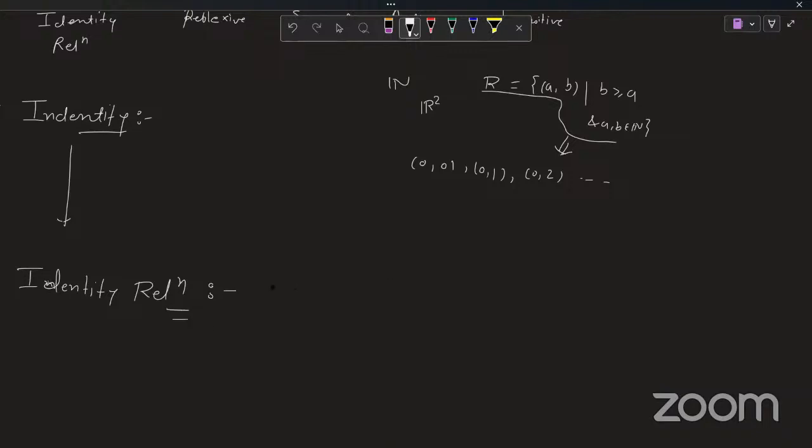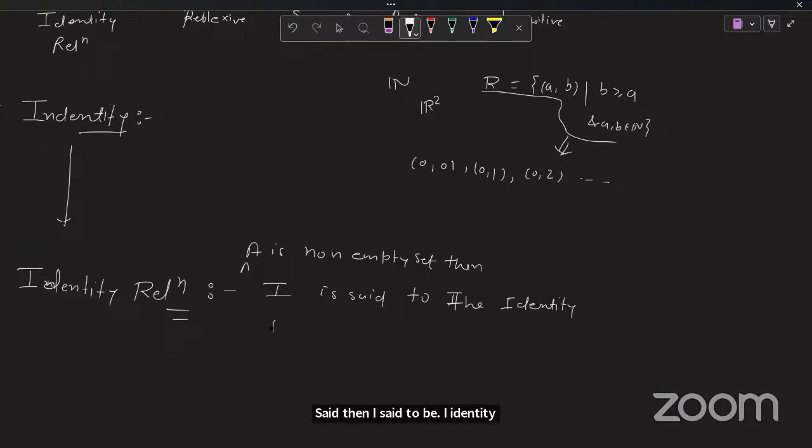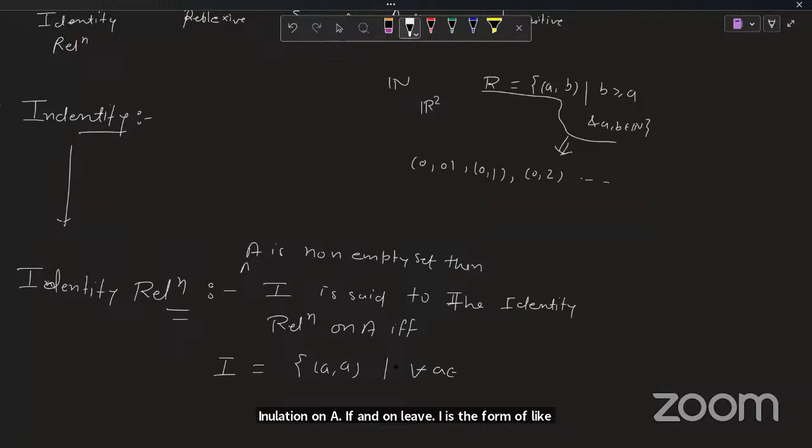Okay, identity relation is represented by I. I am not writing the formal definition. Here you have to assume that A is a non-empty set, then I is said to be the identity relation on A if and only if I is of the form like this: for all a belongs to A.